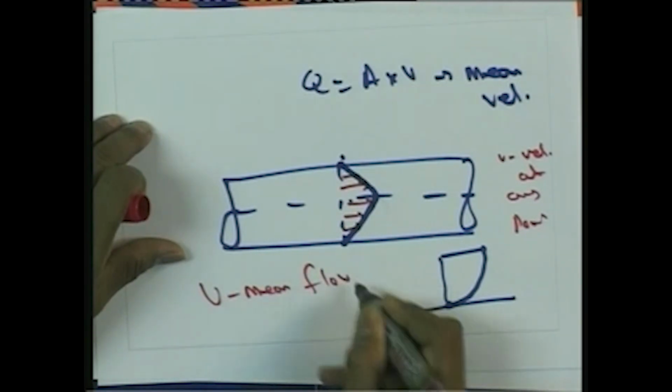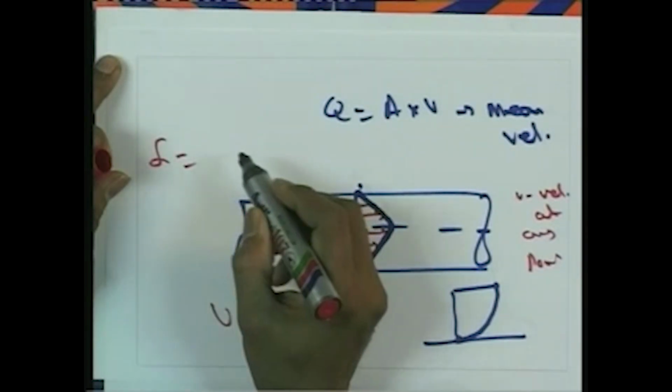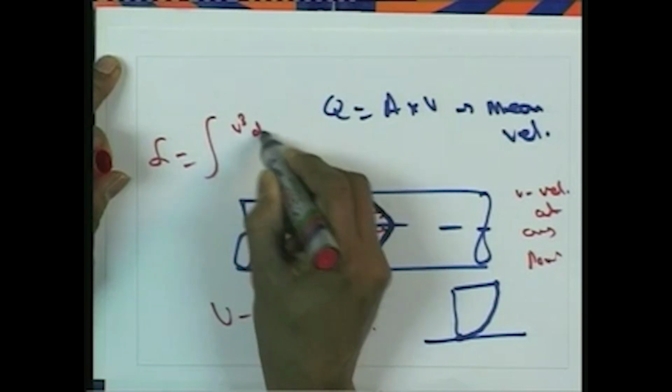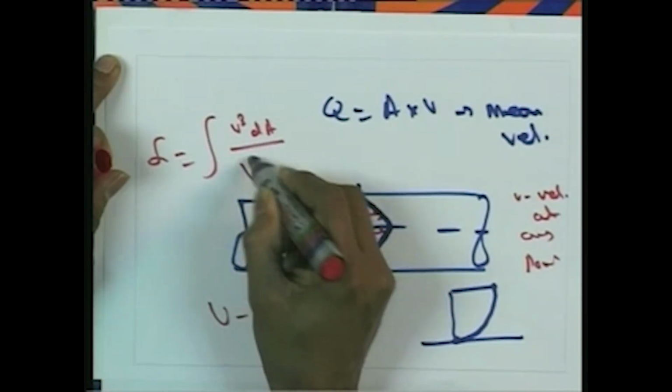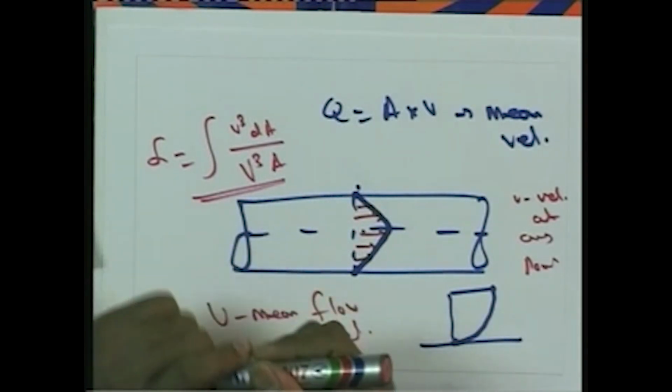So the energy correction factor alpha is equal to integral small v cube dA divided by capital V cube A, where A is the area of cross section of the pipe or the channel section which you are considering.